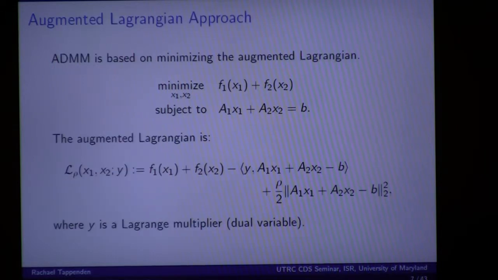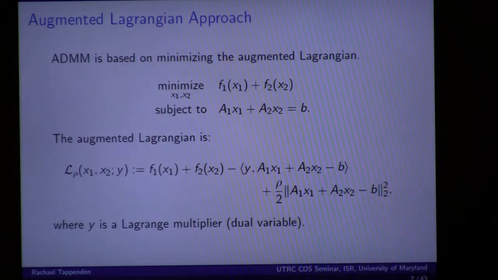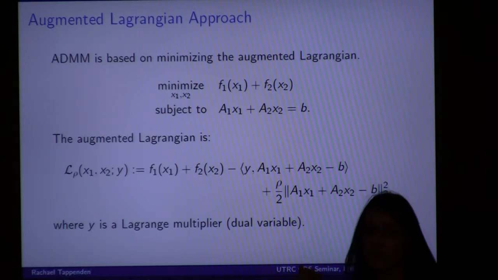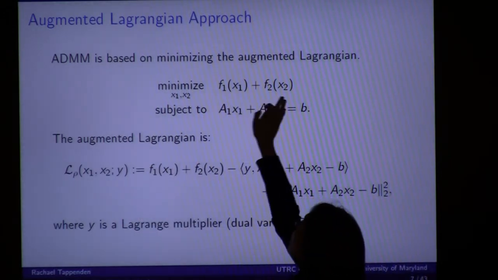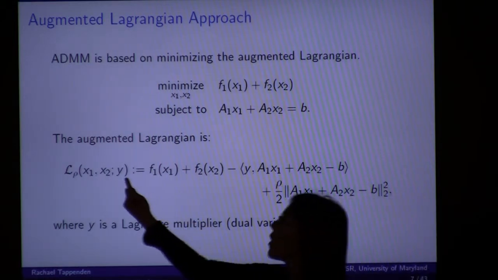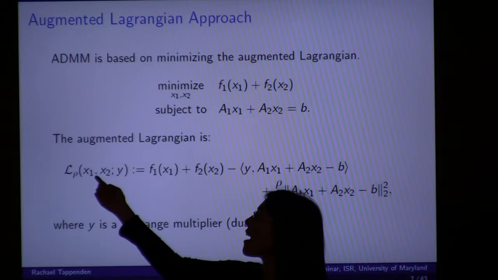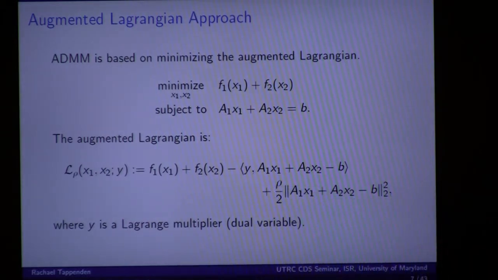So let's talk about this ADMM algorithm. This is just my optimization problem again. ADMM is based on minimizing the augmented Lagrangian. So how do we define our augmented Lagrangian? I have my primal variables x1 and x2. You don't have to know much about this, but with my primal problem, I have an associated dual problem, and I have a dual multiplier. All you need to know is that x1 and x2 are variables, and y is a variable as well. These are all going to be variables in my algorithm.